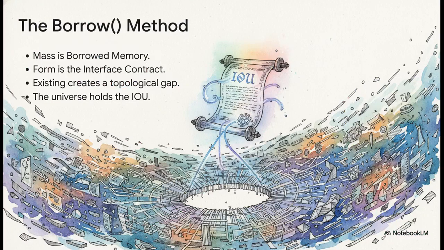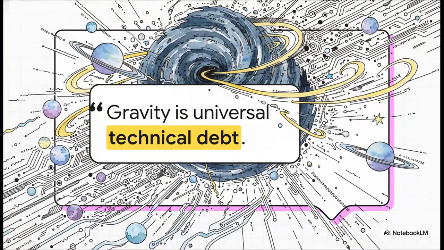Section 1. Mass as an active contract, borrowing memory from the universal substrate. Now, this concept forces us to completely redefine what mass actually is. Whenever any mass exists, whether it's an atom, a moon, or literally you, it executes a cosmic borrow method. It takes memory from the prime namespace. So mass isn't actually a solid object. The physical form you see is basically just an IOU. It's an open interface contract. Just by existing, you create an open gap, a delta, in the local topology, and the universe is the one holding that IOU.